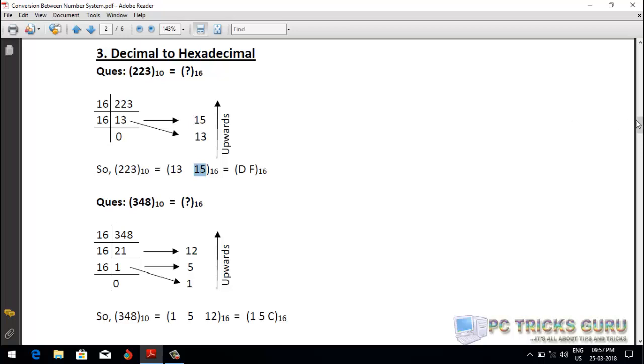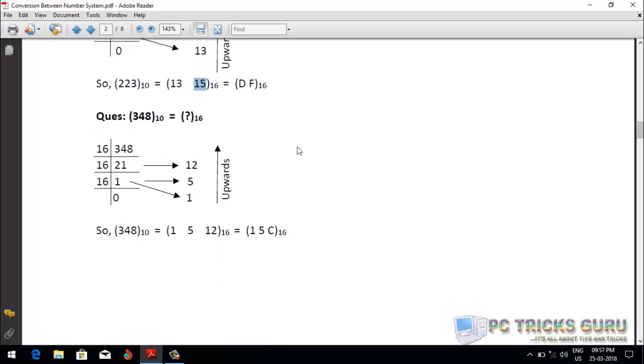All right, so here's one more example. The same thing is being followed here. We need to divide 348 by 16. 21 is the quotient, 12 is the remainder. The same steps again, and the final remainder is 1. Count them, take them upwards: 1, 5, and 12. 12 can be represented as C in the hexadecimal system. So the overall result for 348 base 10 would be 15C base 16.